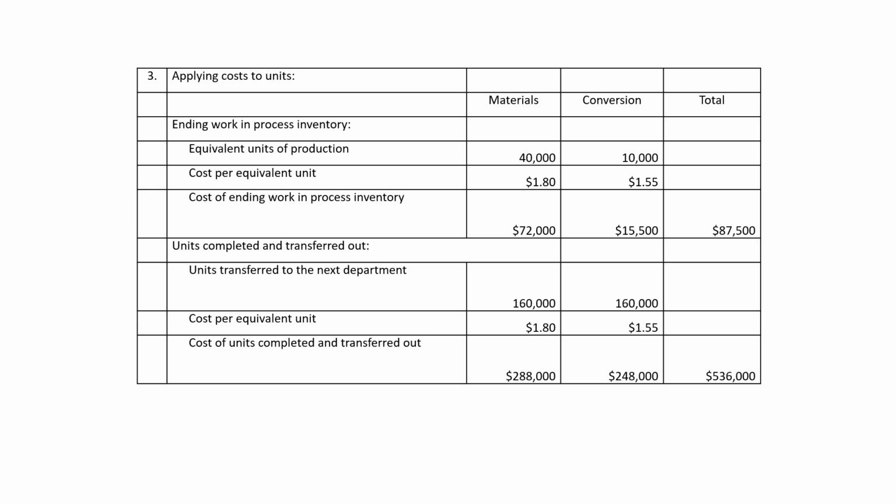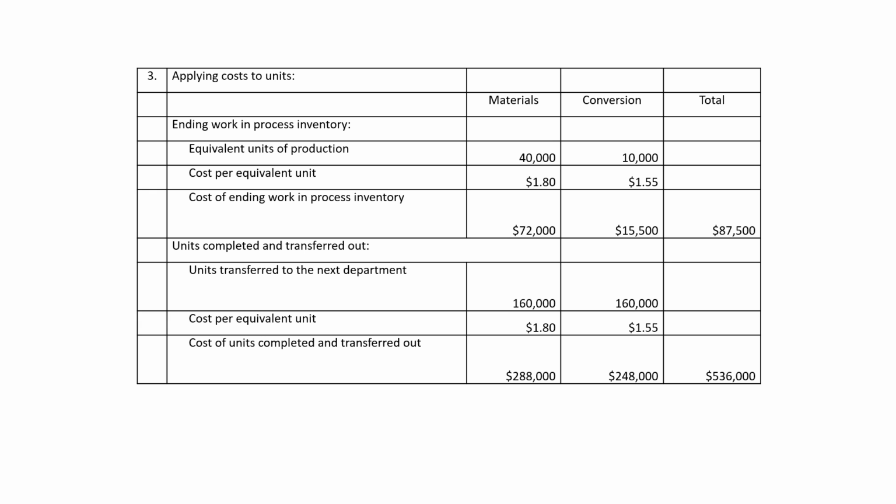But with regards to conversion costs, the equivalent units were only 10,000. 40,000 actual units, but only 25% complete. So the equivalent unit would be 10,000. Multiply that by the $1.55 cost per equivalent unit. The ending inventory with regards to conversion cost, 15,500. So if you add the materials plus the conversion costs, total ending work in process inventory in the blending department for June, 87,500.